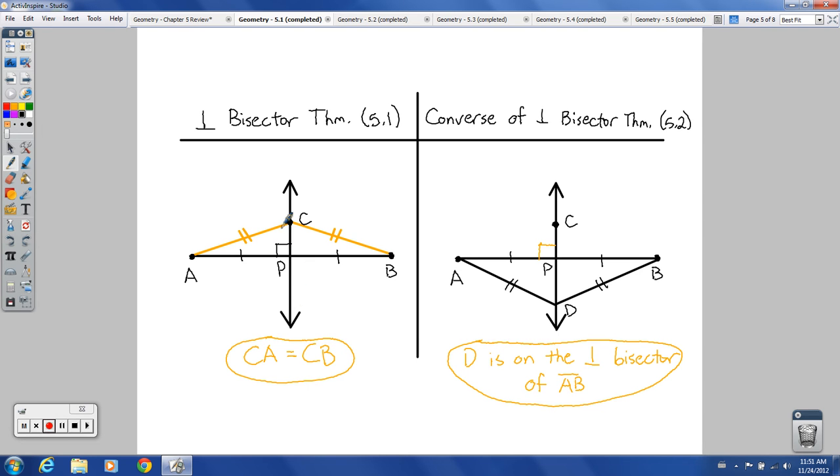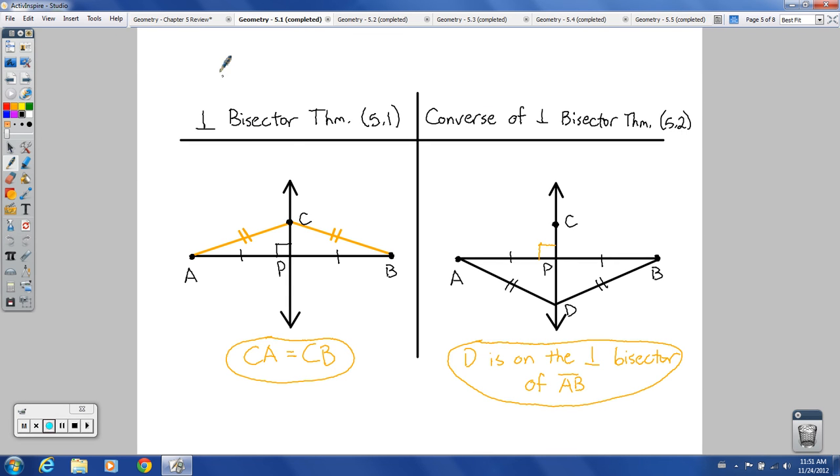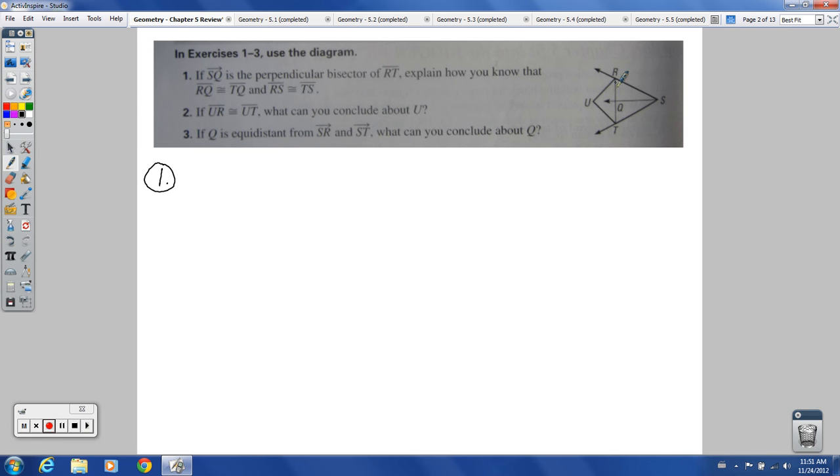So I could say that AC and BC are congruent by the perpendicular bisector theorem, and then the converse would say that D is on the perpendicular bisector. So if we look here, we're going to say that RS and TS are congruent to each other by that perpendicular bisector theorem, same sort of thing going on there. And RQ and TQ, if SQ is a perpendicular bisector, that means by definition it cuts the segment in half, so those have to be congruent to each other. So it's based on those two facts.